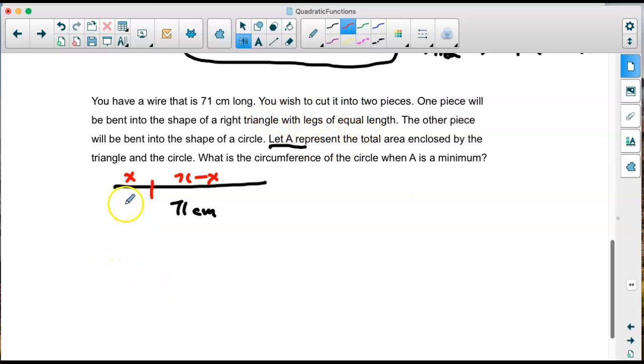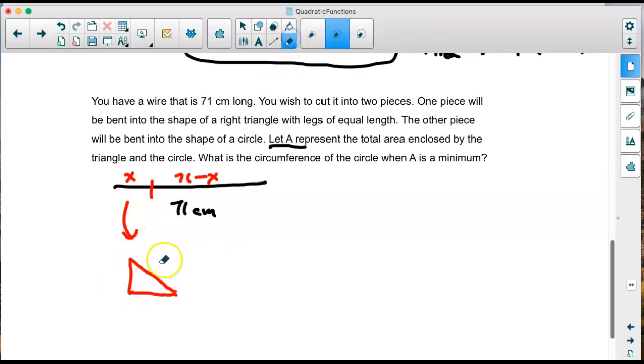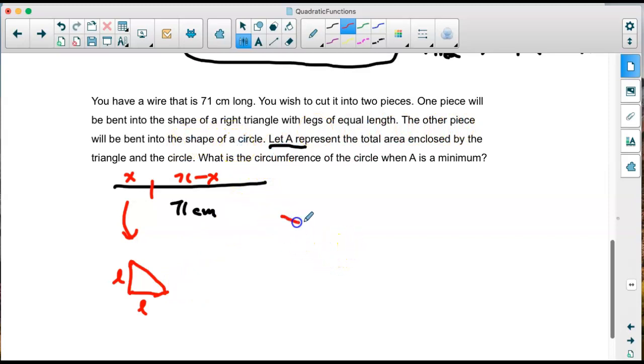So let's take this one and bend it into a right triangle. The total of all the sides here will be x. This is not really a true drawing because the legs are the same length. Let's say these are both L for legs. The other piece is going to be bent into a circle.